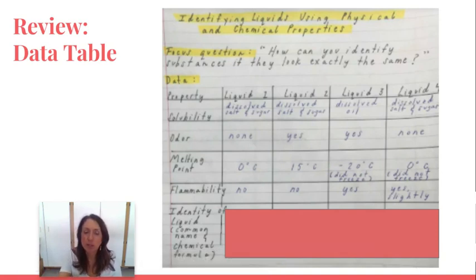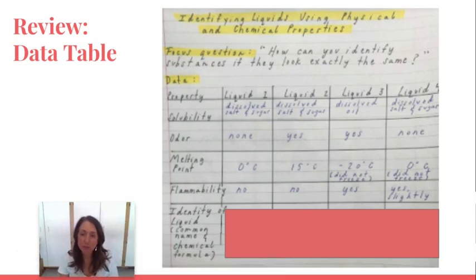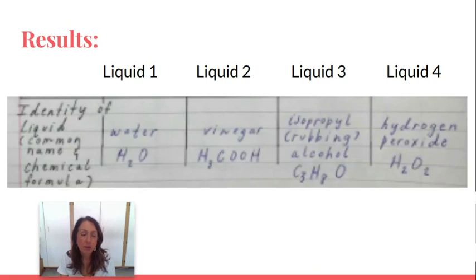So you found things about the odor, the melting point, the flammability, and then from that you used your resource and you were able to distinguish which was which. Okay, so next here are the results you should have come up with.